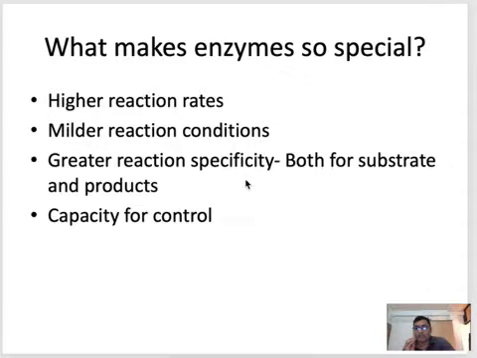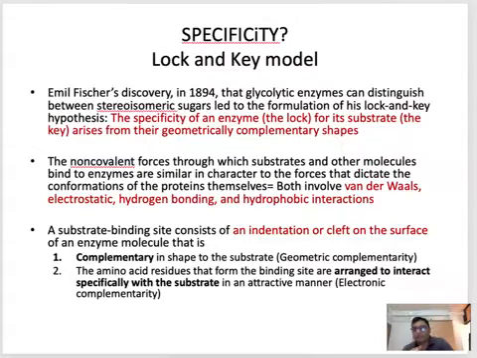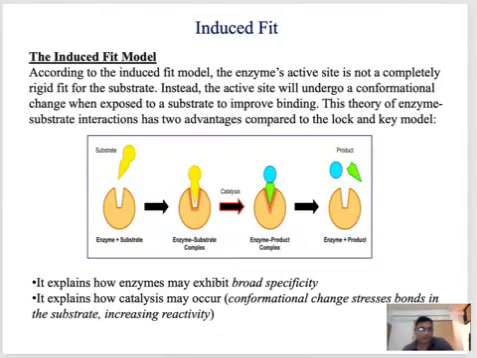And then enzymes are very specific for the substrate and products. That means an enzyme binds with a specific substrate and produces specific products. And finally, capacity of control: we can control the speed of the enzymatic reactions. So from where does this specificity come? I mean, why are enzymes very specific? There are actually two proposed models. One is the lock and key model, and another is the induced fit model.